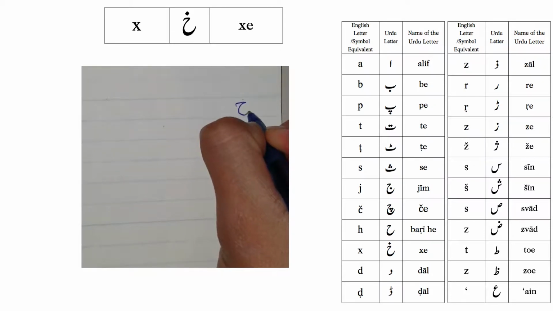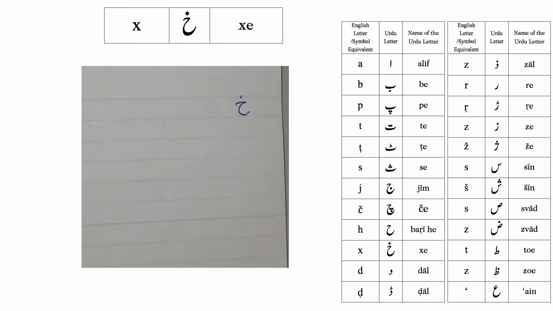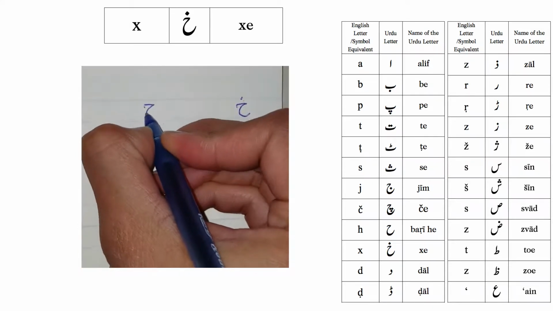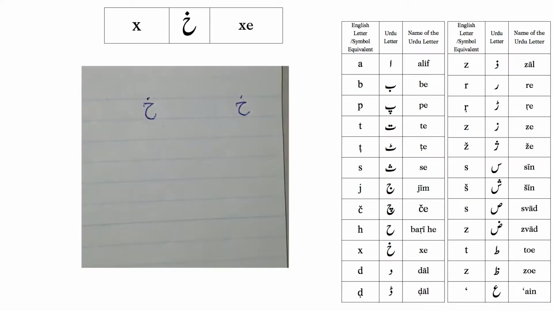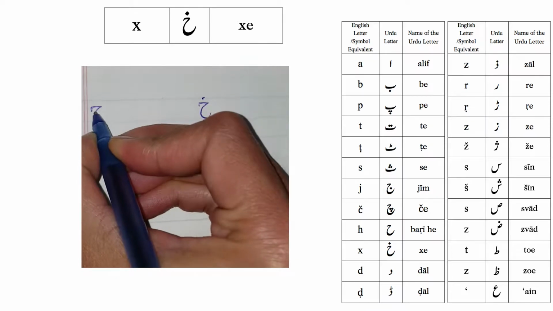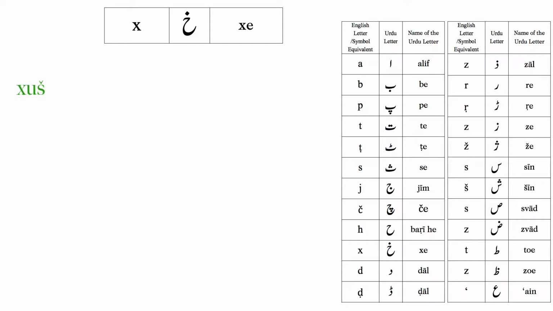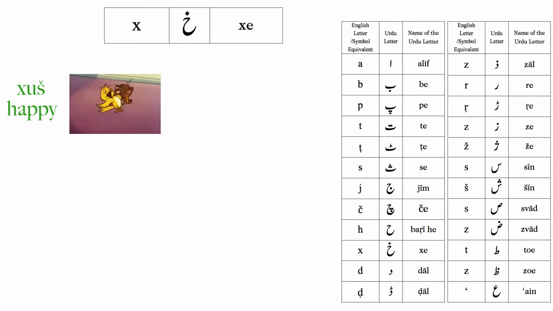Again, to learn how to move your lips and tongue to pronounce any of these letters, please watch the first video in this series, the link to which can be found in the description. So our first word, beginning with the letter khe, is among my favorite. It's khush. Khush means happy.